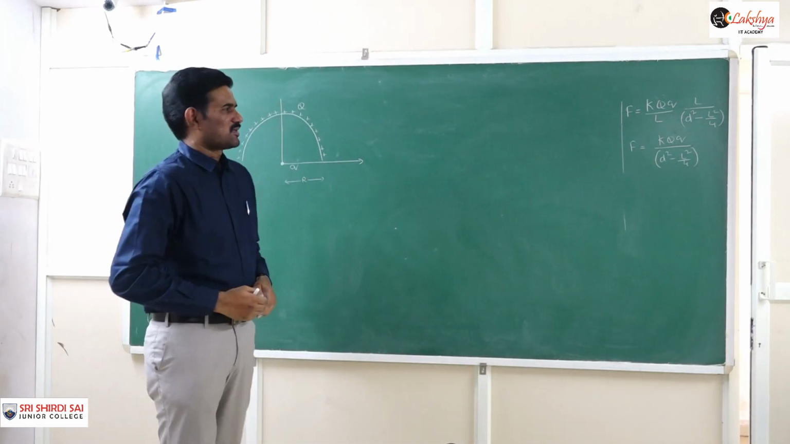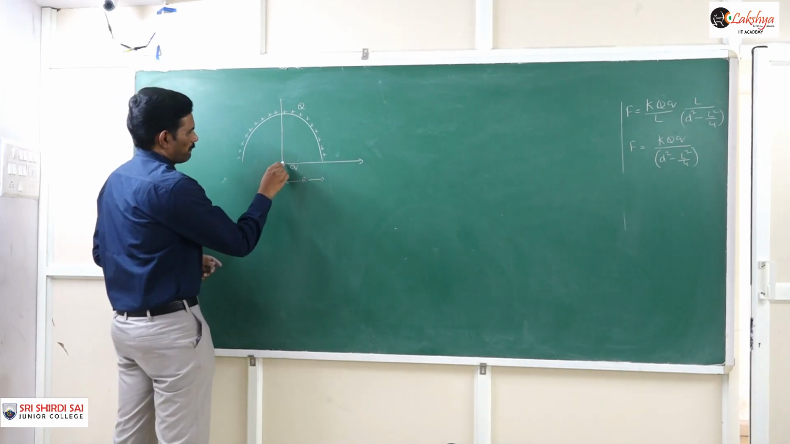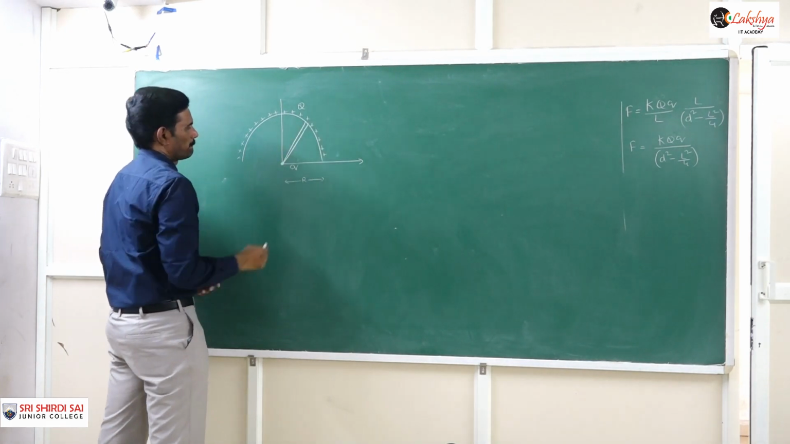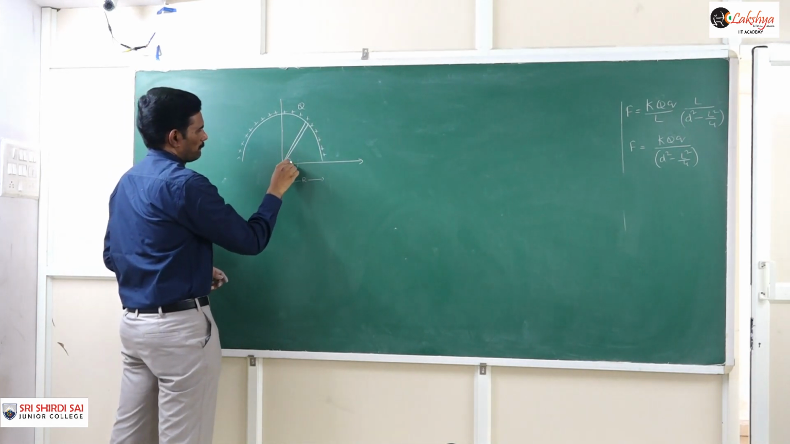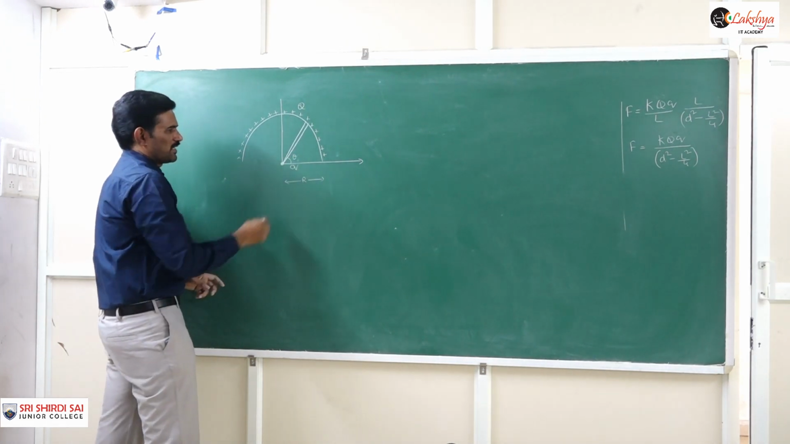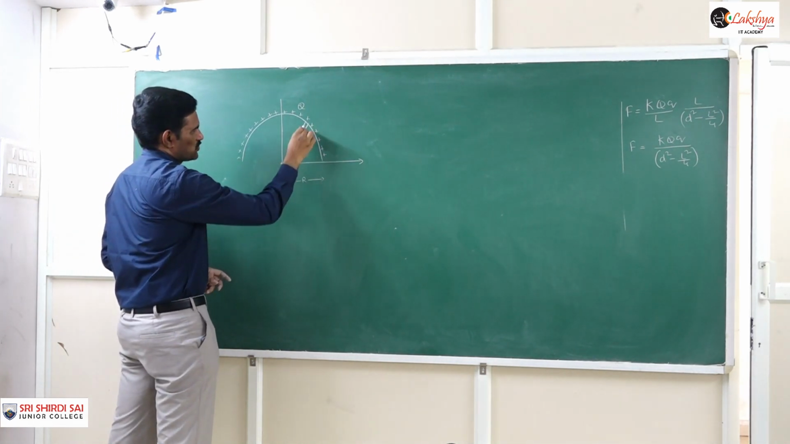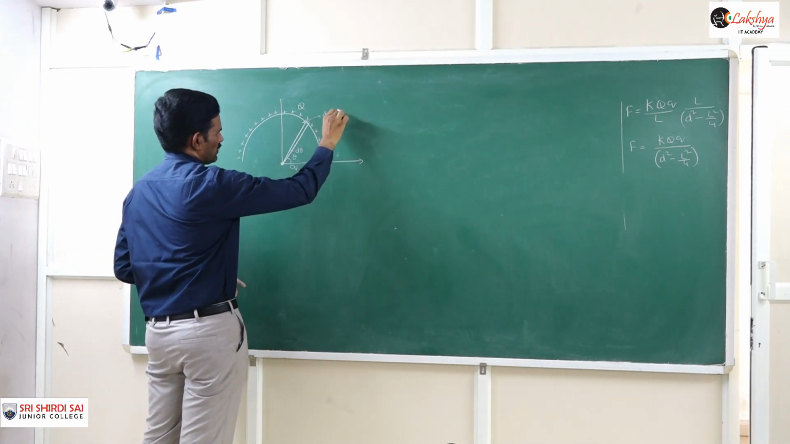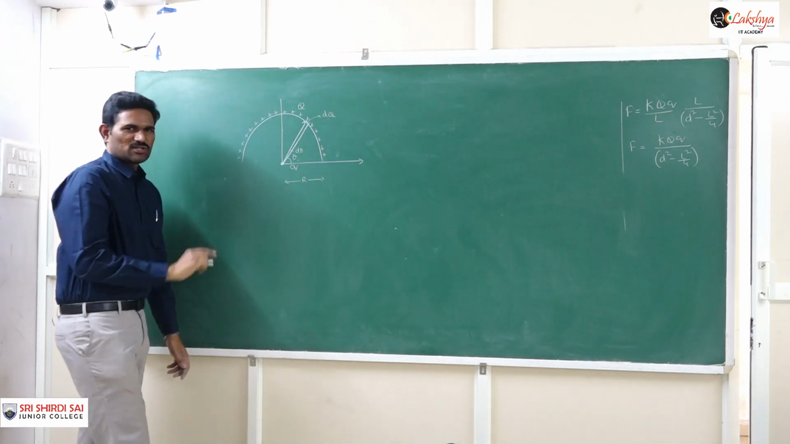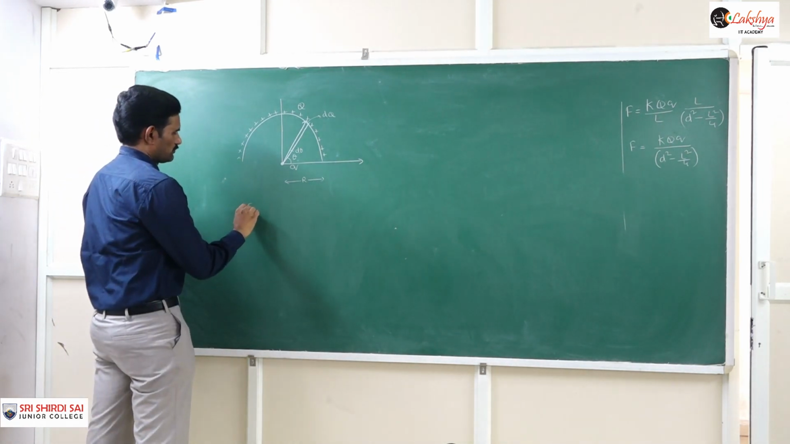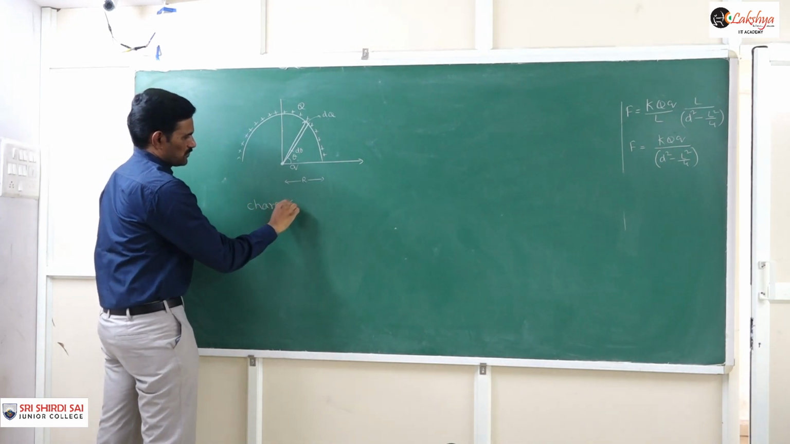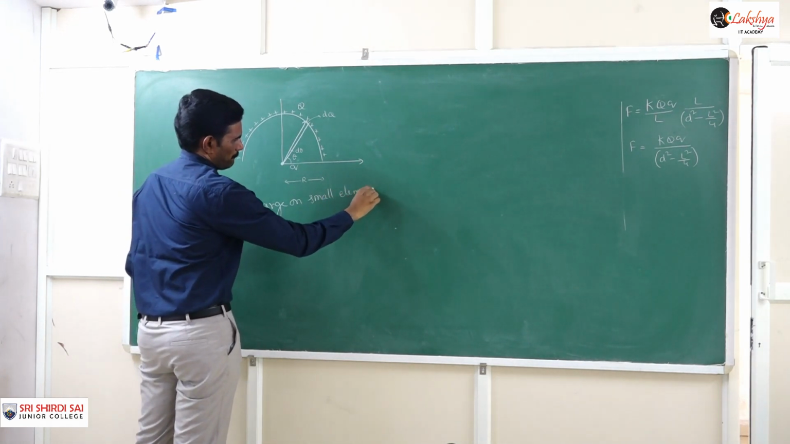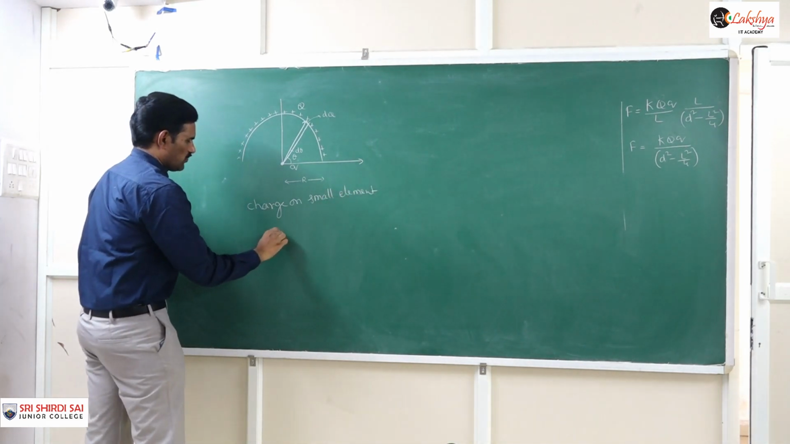So now here let us see. In this problem, I am taking a small element like this. This is angle theta and this is d theta. So this is our element now. This is the element where this charge dq is present. And so now let us define the charge on that element, the charge on the small element, that is the dq value.